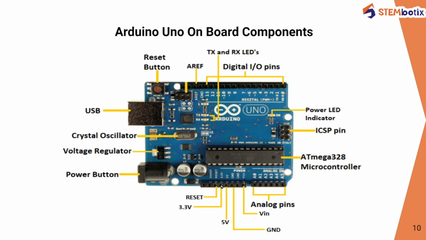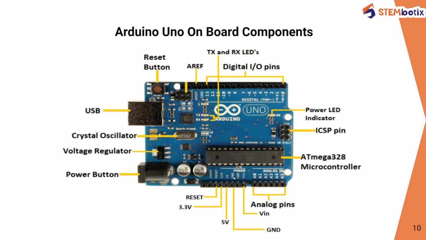Next are the different power pins. One is 3.3 volt, one is 5 volt and another one is VIN. The 3.3 volt pin supplies 3.3 volt output voltage. This particular pin supplies 5 volt output voltage, and this particular pin, which is VIN, can also be used to power the Arduino board from an external power source like an AC mains power supply.